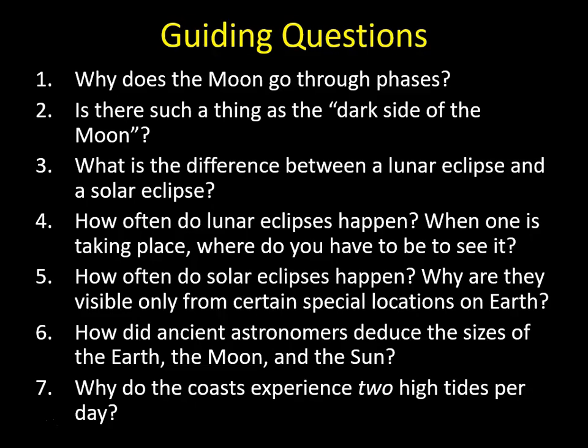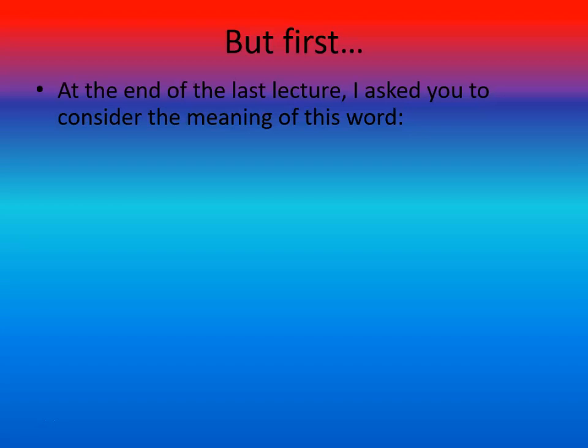And how did ancient astronomers figure out the sizes of Earth, Moon, and Sun? And why do the coasts experience 2 high tides per day? Those are some guiding questions we're going to be going through, and these are some items that you need to understand for this unit.